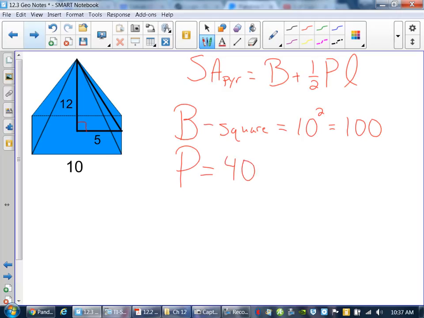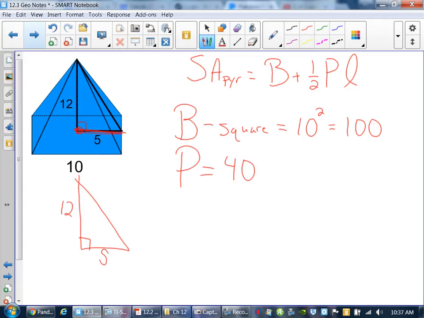The last thing you have to find out then is that slant height. Now, when you look at this again, you get this right triangle. The vertical height was the 12. This to the side is the apothem, which would be 5.